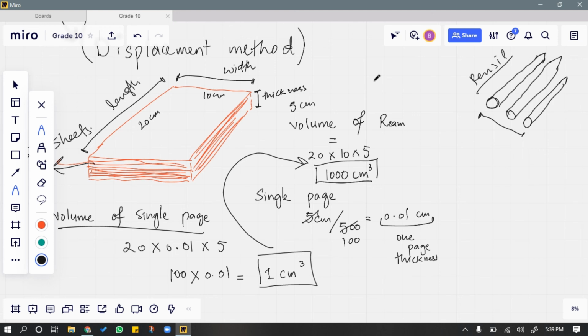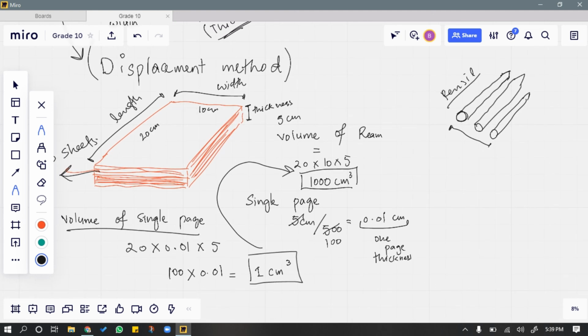This is how to use your displacement method for finding volume, diameter, and different other lengths. I have given you an example of finding a volume and an example of finding a diameter. So these are certain things which we do with the help of the displacement method. This is all for today's lecture.